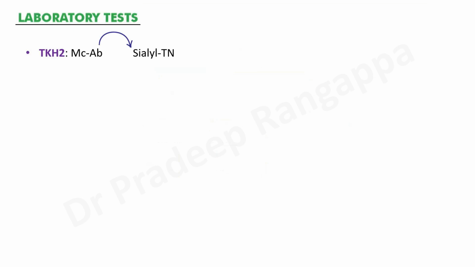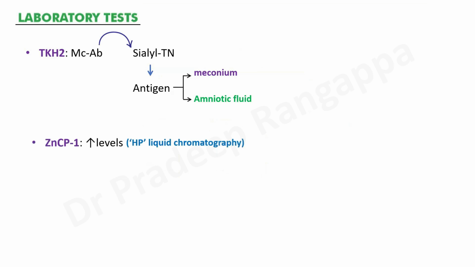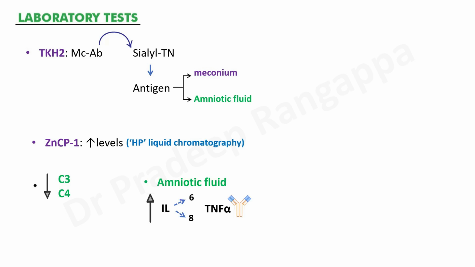There is something called TKH2, which is a monoclonal antibody against sialyl Tn. This sialyl Tn antigen is found in meconium and amniotic fluid. They have also looked at zinc coproporphyrin 1 levels, which go up significantly. Zinc coproporphyrin is present in placenta and has been found to be very high on high performance liquid chromatography, and complement levels like C3 and C4 can be low. In the amniotic fluid, they have found increased levels of interleukin 6, interleukin 8, TNF alpha and tumor necrosis factor alpha receptors, and there can be increased levels of interferon gamma and fetal beta protein 1. So these are some of the antibodies they have looked at in lab tests.